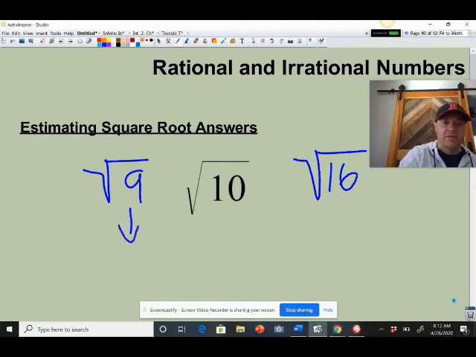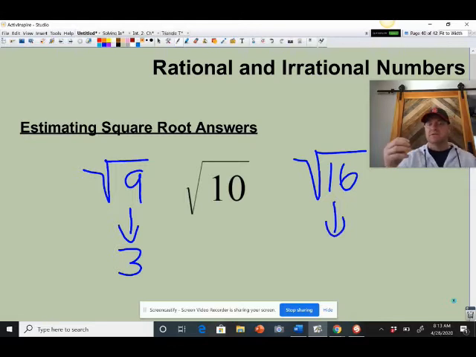I know what this answer is. That answer is 3, because the square root of 9 is 3. 3 times 3 is 9. And I know the square root of 16, because 4 times 4 is 16. So that tells me that the square root of 10 has to be somewhere in between these two answers. So it has to be somewhere in between 3 and 4.